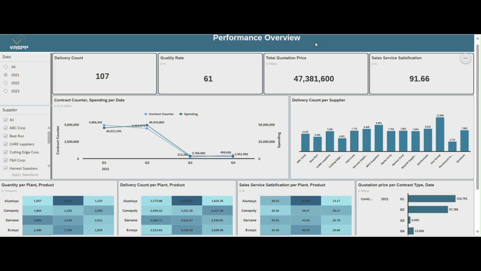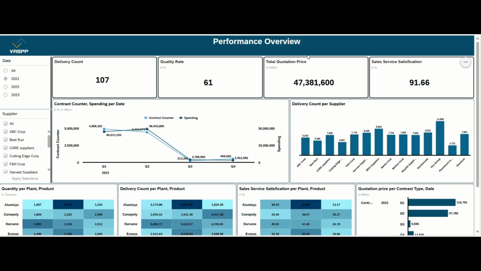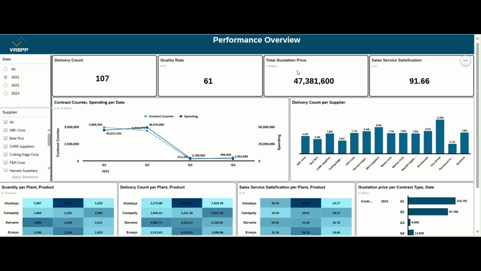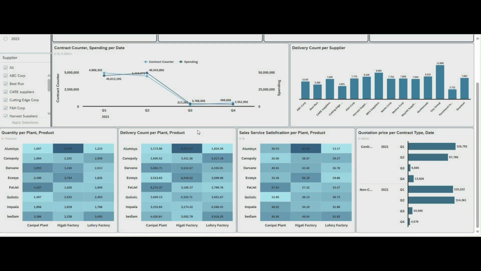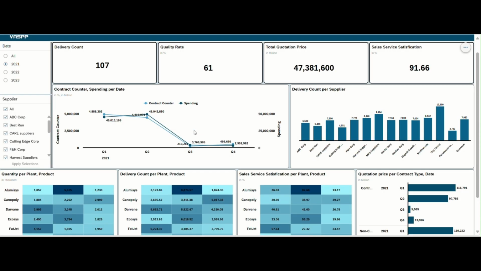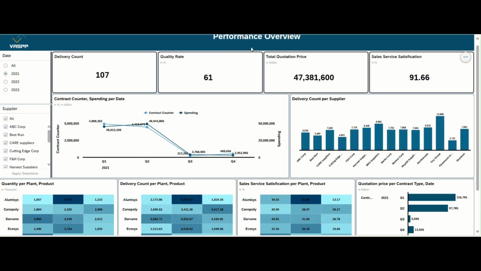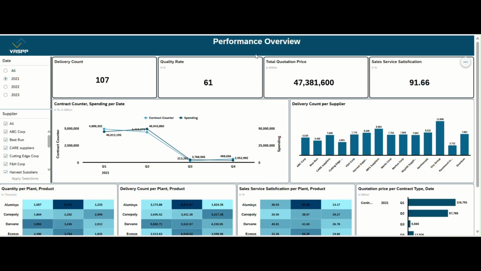Now, what makes this dashboard truly powerful? It brings all these metrics together in one place. So instead of relying on scattered reports or assumptions, you get real-time, reliable insights that tell you where to act. Whether it's spotting supplier quality issues, managing budget risk, or enhancing service levels, this dashboard helps you take proactive, data-driven action every day.